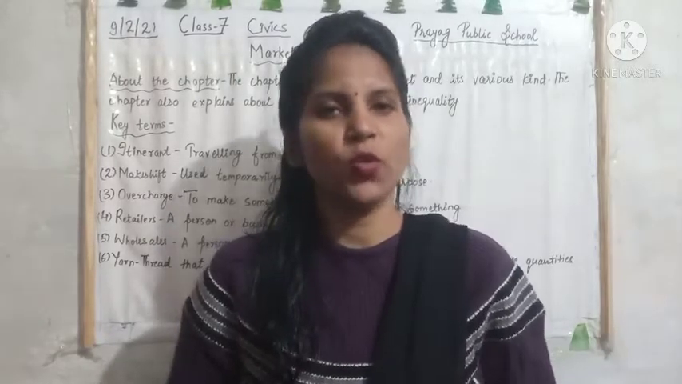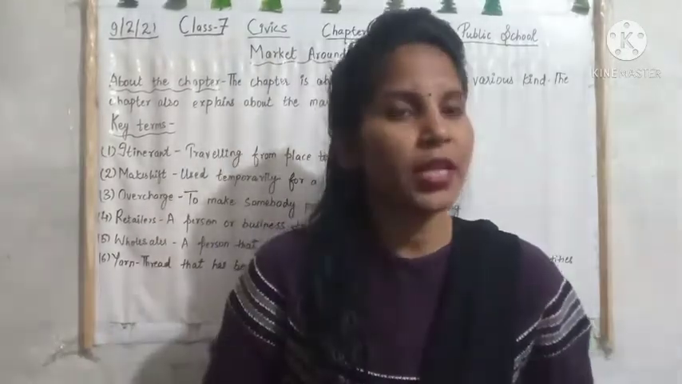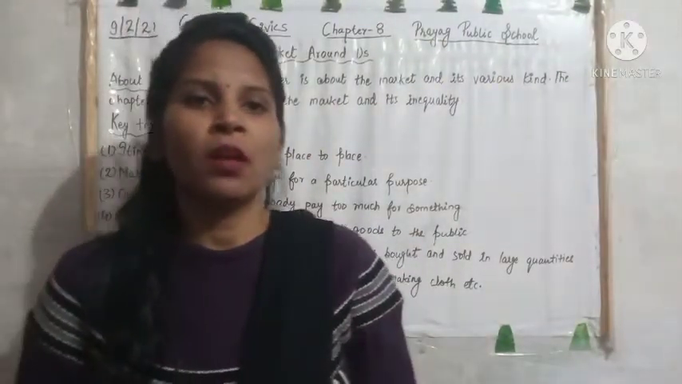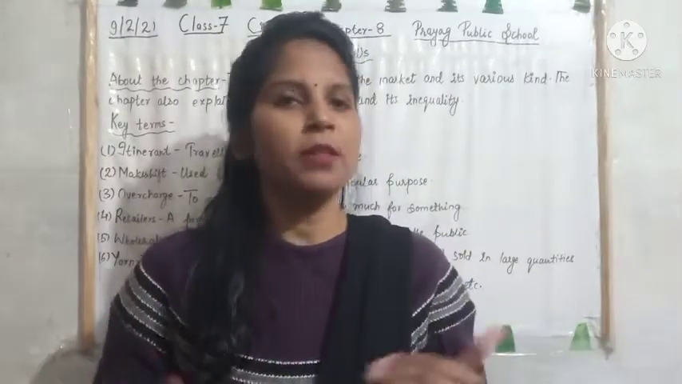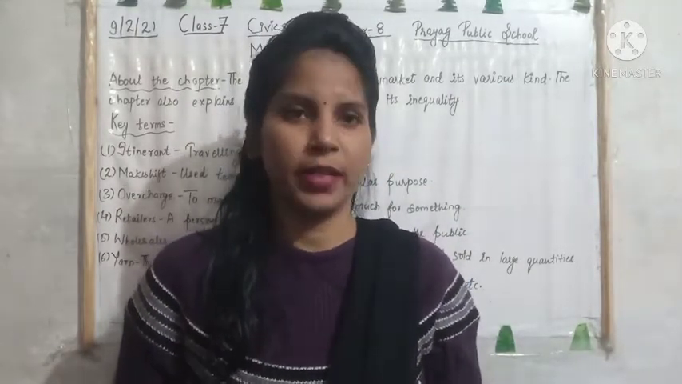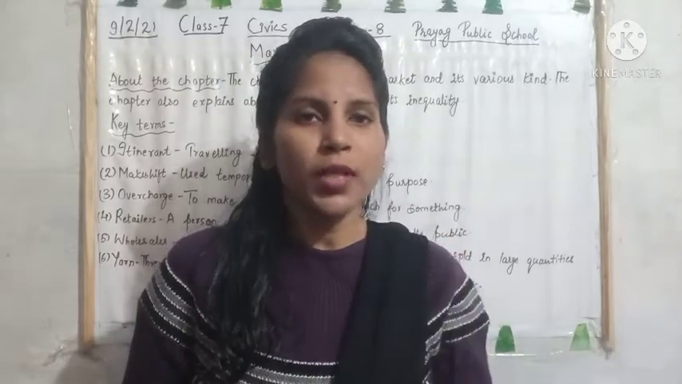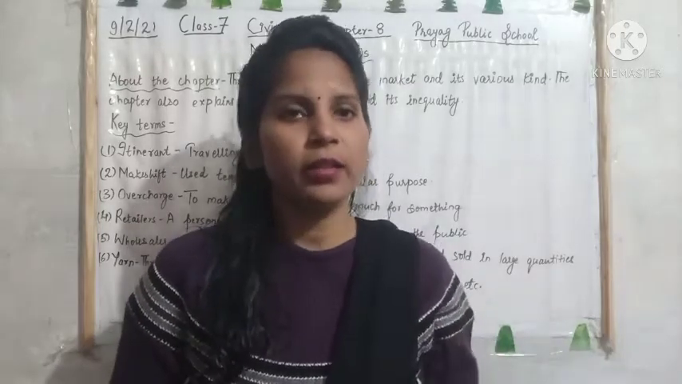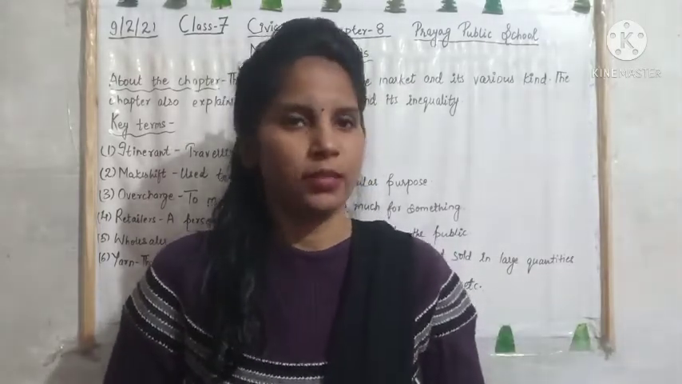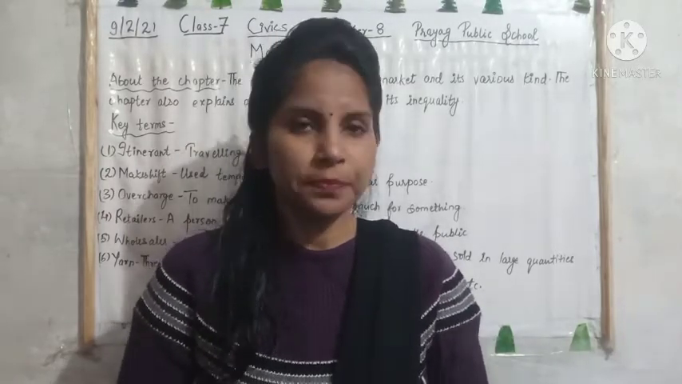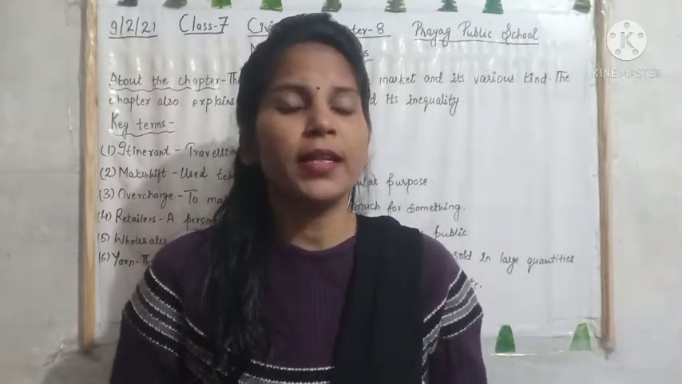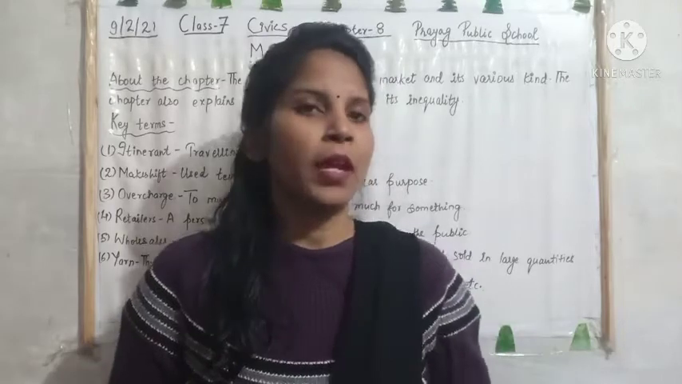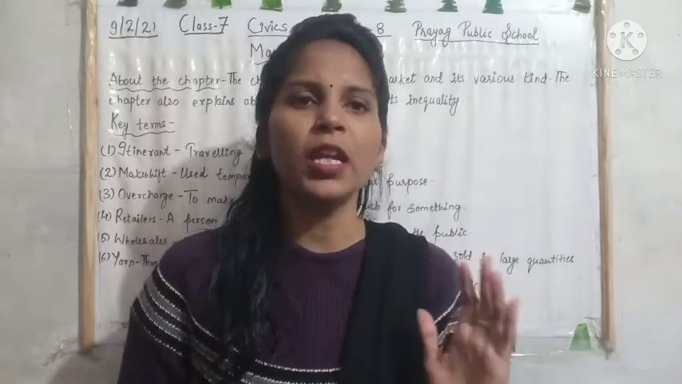Children, in our previous video, I had completed chapter number 8 of Civics, that is Market Around Us. In that chapter we have studied what a market is, how many types of markets there are, and what the importance of the market is, then the intermediaries in the market like retailer, wholesaler, etc. And we have also studied the types of inequality that exist in our market and how it can be removed. I hope that everybody has understood the chapter very well.